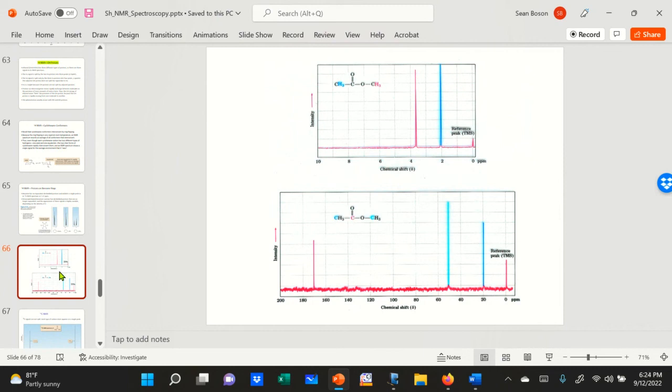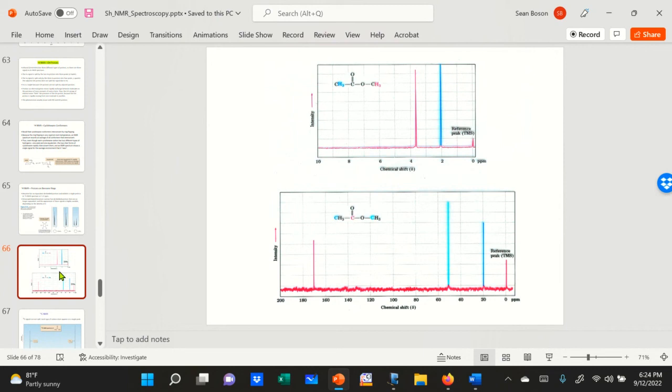Second thing was the intensity of signal or the integration. Integration has no meaning. This molecule has 3 types of carbons, but their heights are different. So height or intensity has no value. The chemical shift is, of course, based on their shielding and deshielding.